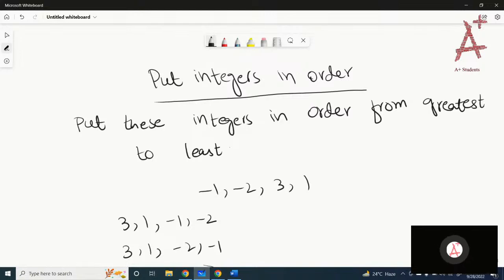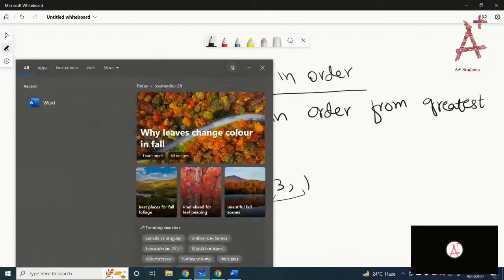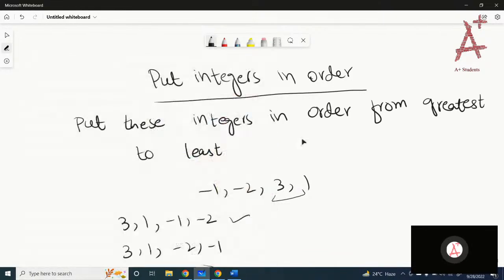Yes, it is the first one. You have to arrange them from greatest to least. So very good, it's the first option. First, you have to arrange the positive numbers and then you can arrange the negative numbers. So it's the first option. Very good. Okay, click OK button and start with the next one.